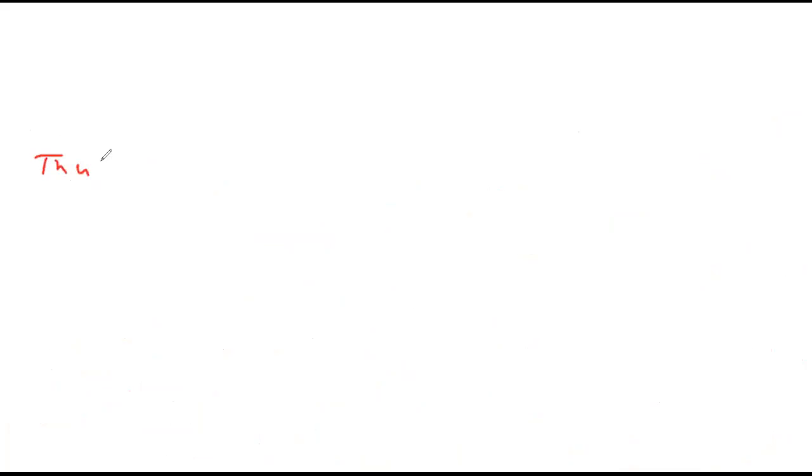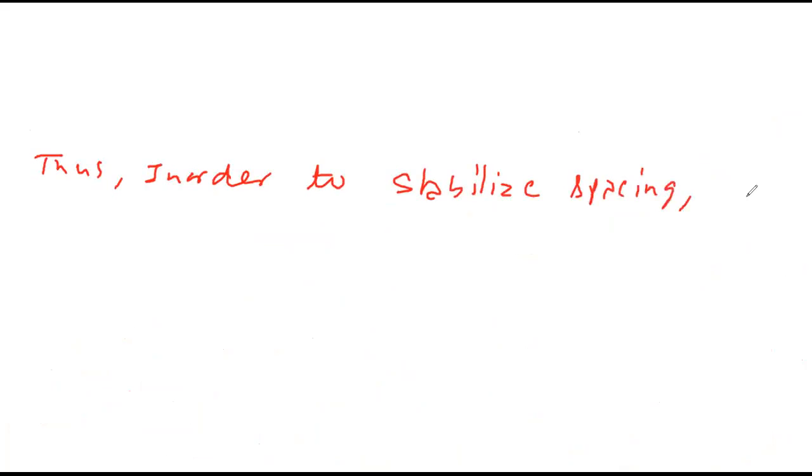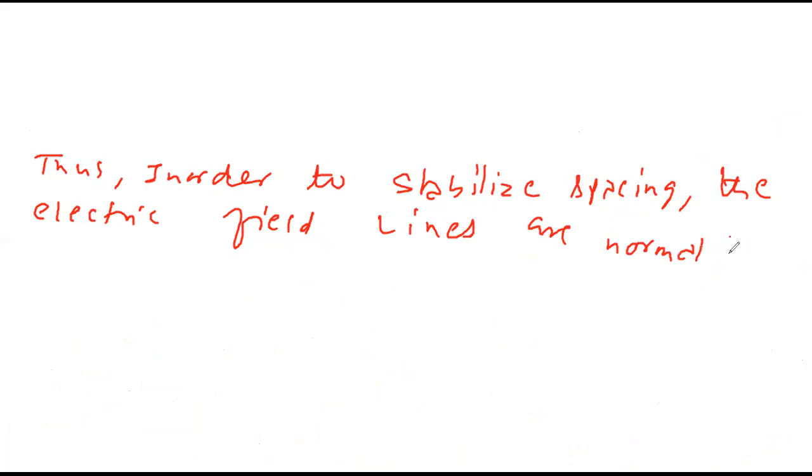Thus, in order to stabilize spacing, the electric field lines are normal to the surface, so that the net effect will be zero. In order to stabilize spacing, electric lines are normal to the surface.